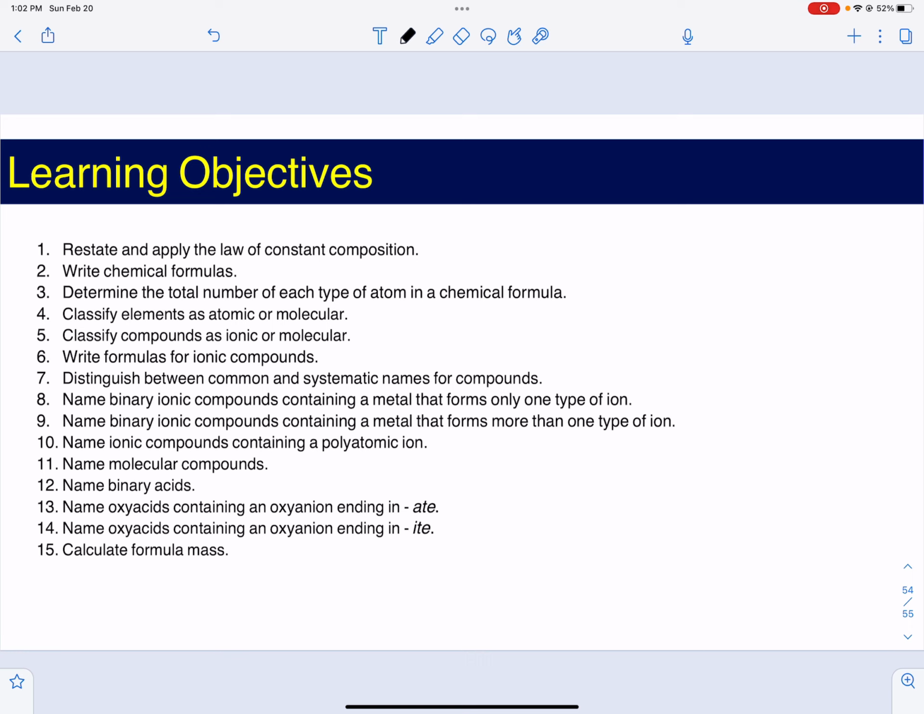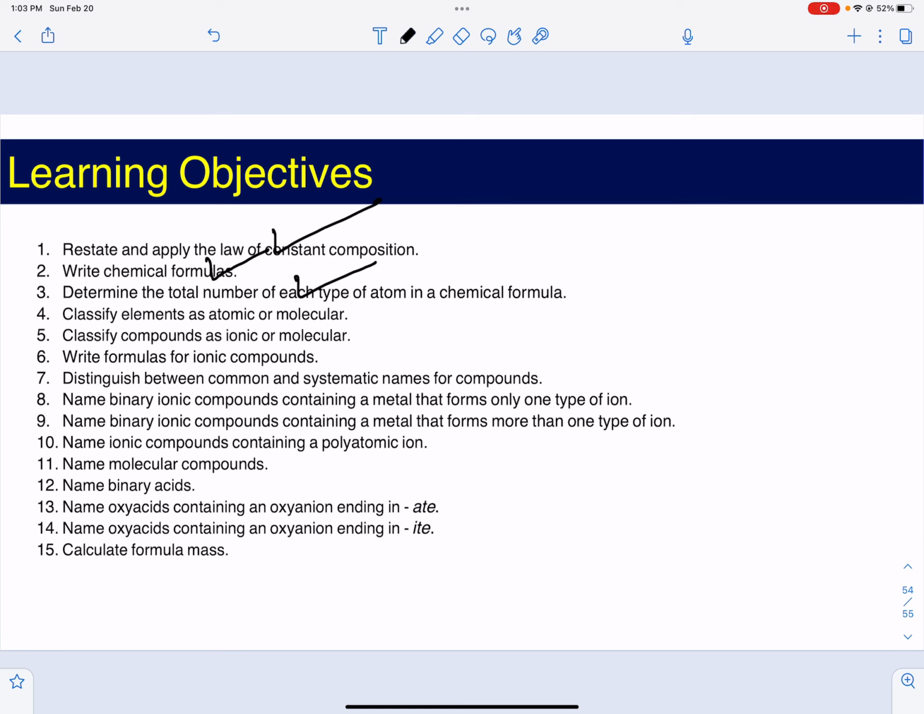Real quick review. The law of constant composition: as long as you're dealing with the same compound, it doesn't matter how much you have, the proportion of the mass of one element to the others is always the same. You know how to write chemical formulas now. The element that is most to the left on the periodic table is written first. We use subscripts to tell the person we're talking to how many atoms of each one you have. And that's what we just talked about.